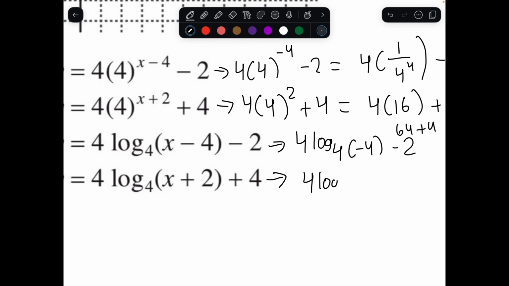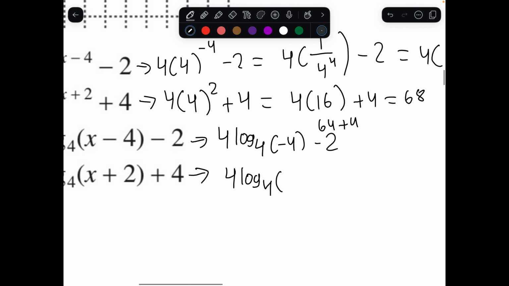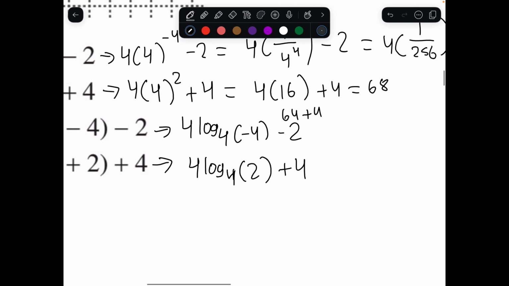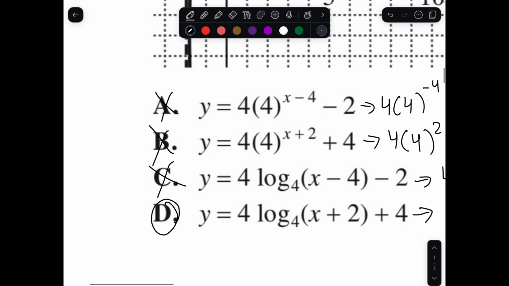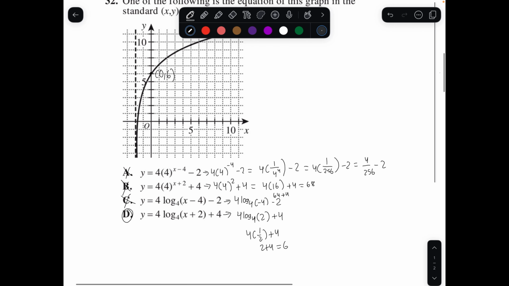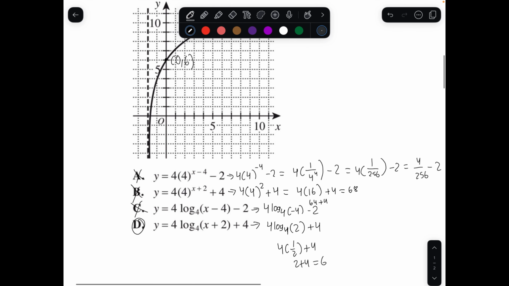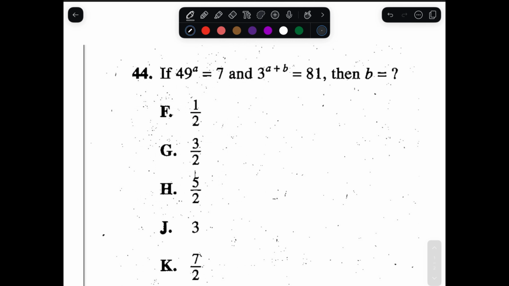This means our answer is going to be D, and let's just double check that. 4 log base 4, if I plug in 0, it's going to be 2 plus 4. So I get log base 4 of 2, that is 1/2. 4 times 1/2 plus 4, so that is 2 plus 4. And 2 plus 4 is 6. So for this problem, just remember to pick a point and plug it into the equations, and you'll figure out which equation matches the graph.